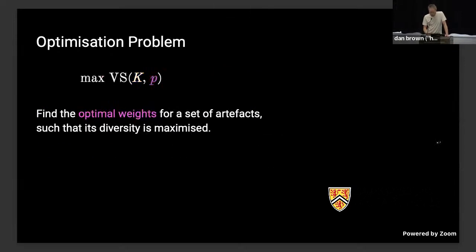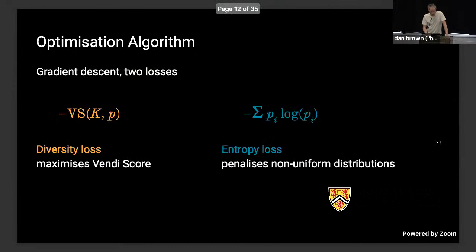We make use of this diversity measure, and we formulate basically an optimization problem. If we have a matrix of similarities between all the artifacts, what are the optimal weights for this set of artifacts that optimizes our diversity? The way that we approach this computationally is through gradient descent. We have a loss function with two losses. On the left-hand side, a diversity loss that simply maximizes the diversity score. And on the right-hand side, an entropy loss that acts as a regularizer.